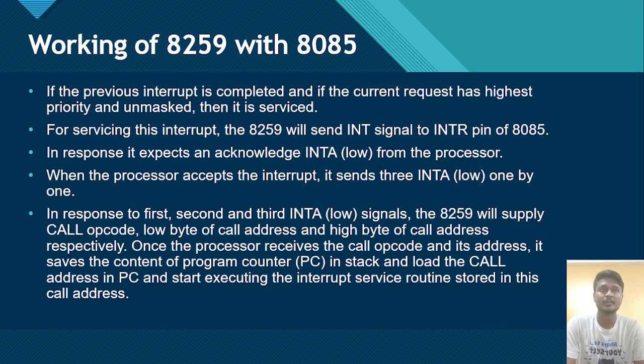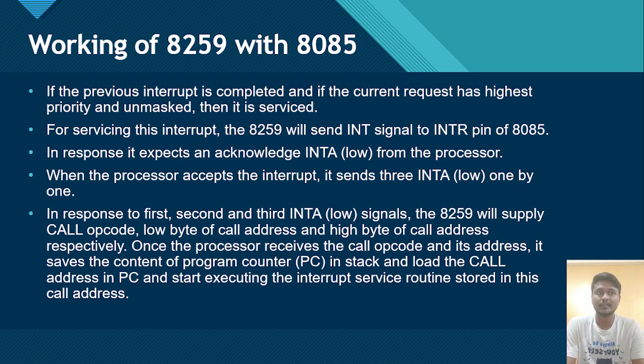Now if the previous interrupt is completed and if the current request has highest priority and is unmasked, then it is serviced, else it looks for whatever has the highest priority. For servicing this interrupt, the 8259 will send the INT signal to the INTR pin of 8085, that is, the interrupt signal to the interrupt pin of 8085.